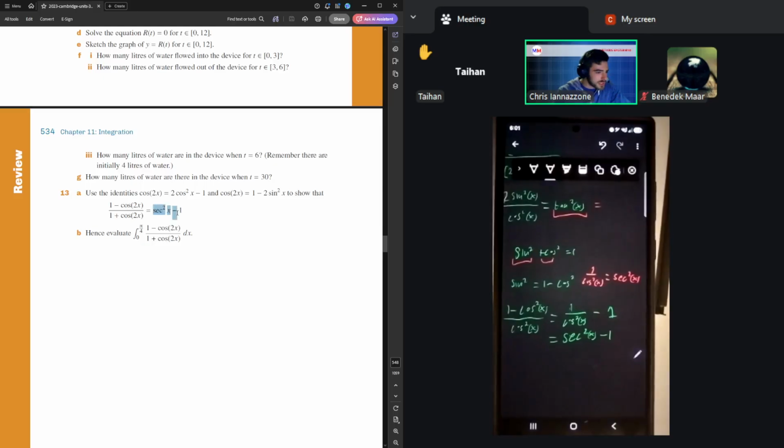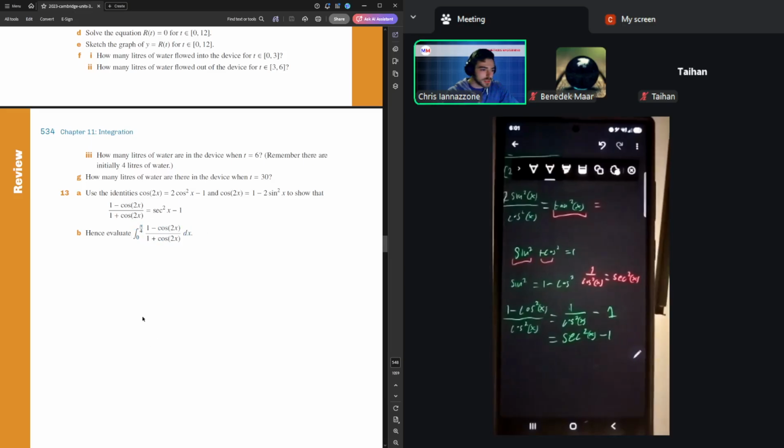In fact, we'll probably need another one because we now get to part B, hence evaluate. The approach here is straightforward enough. The thing on the inside is the same as the left-hand side of this equation, so rather than trying to antidiff this fraction, which is going to be quite challenging, we can antidiff the right-hand side instead.